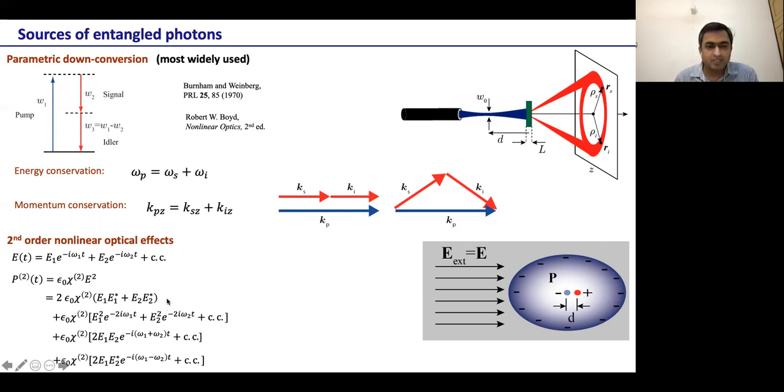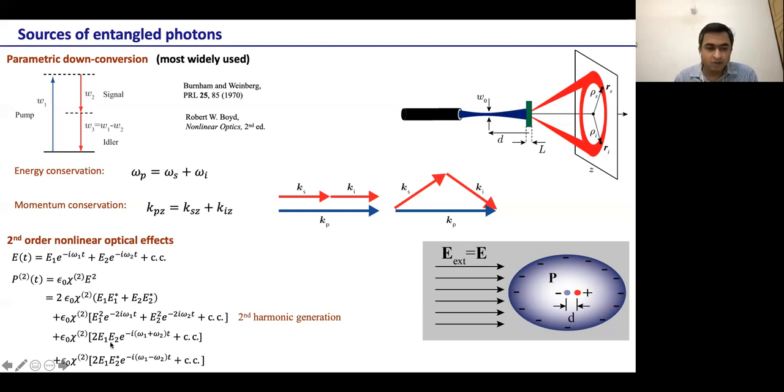Now, this term has no frequency dependence, so you will have a DC type polarization. Then in the polarization you have a component which is twice omega 1 and twice omega 2. This is called second harmonic generation. If you have a material with second order nonlinearity and you shine it with light of frequency omega 1, what can come out is actually frequency 2 omega 1. So you will generate light at twice the frequency. And if I have a second frequency, I'll also generate twice omega 2.